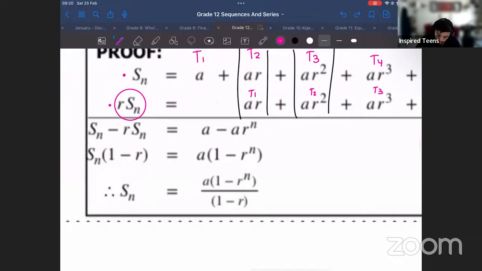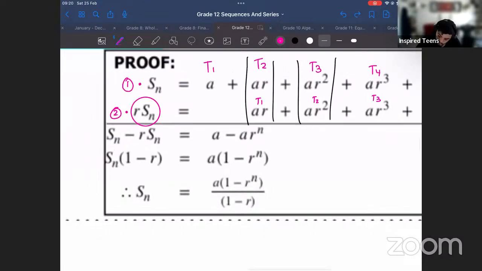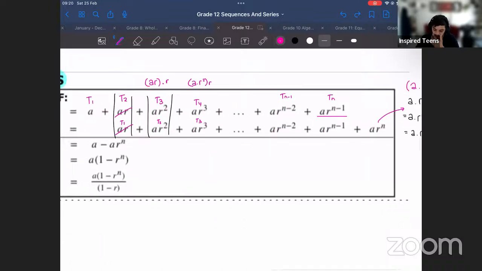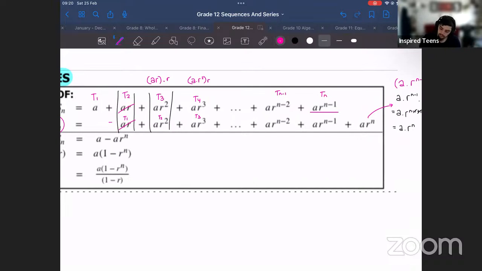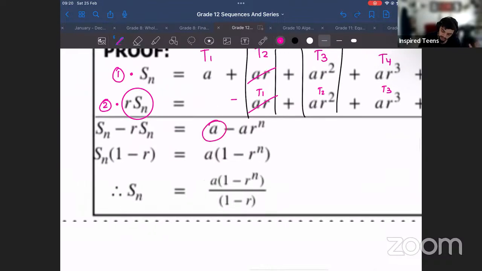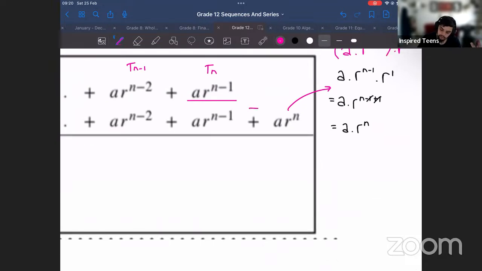Okay, so in order to continue this proof, they take the first one, number 1, and they take number 2, and they subtract number 2 from number 1. So Sn minus R times Sn. When we subtract them, remember, AR is going to cancel AR because we're subtracting it. That's going to cancel, that's going to cancel. They're all going to cancel eventually because we are subtracting top one minus bottom one. In that case, we will be left with A and A times R to the n. So that's what we're left with: A minus A times R to the n. Because remember, this is originally plus, but we subtracted, and that will change to a minus.